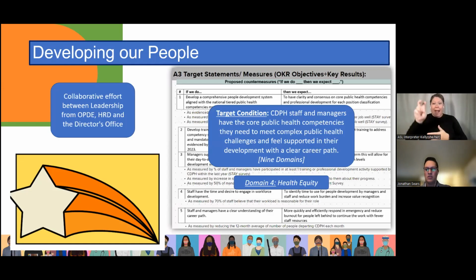Of those 9 public health domains, domain 4 is specifically and solely focused on developing and equipping CDPH staff and managers on health equity principles and practices so that they're equipped to improve how we address health inequities across California within our public health work here. Next slide.